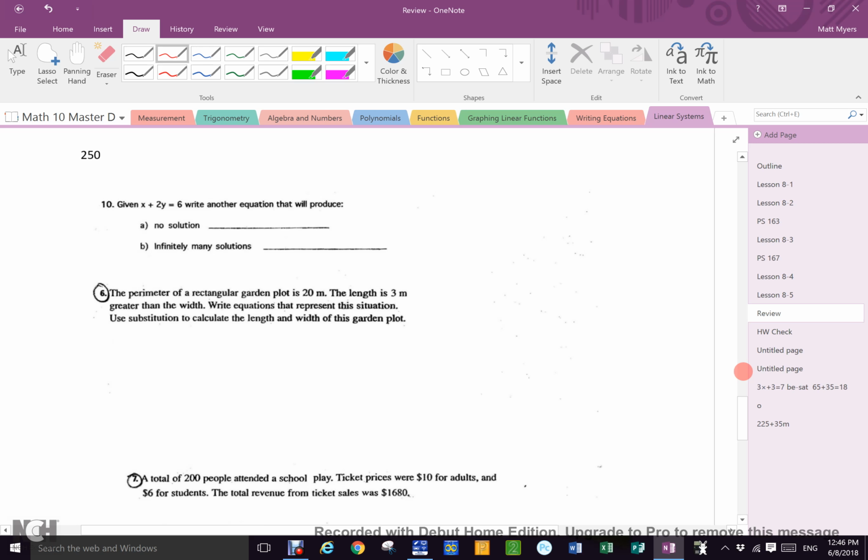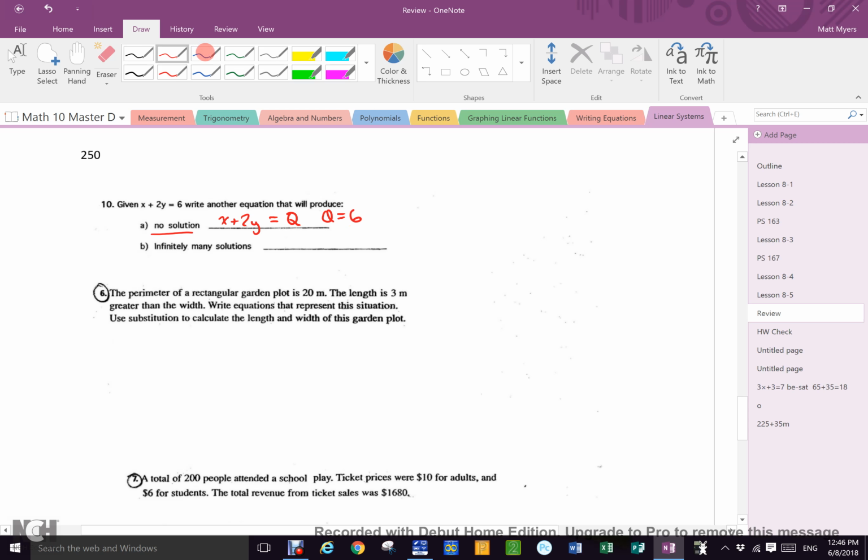Tricky. If the equation is going to have no solution, then what do you know? The slopes are parallel, right? So if the slopes are parallel, then x and 2y can't change, can they? But the other number can. What's the only thing I can't write there if I want no solution? I can't write 6. Q cannot be 6. Anything. X plus 2y equals anything but 6, and you're going to get two lines that are parallel.